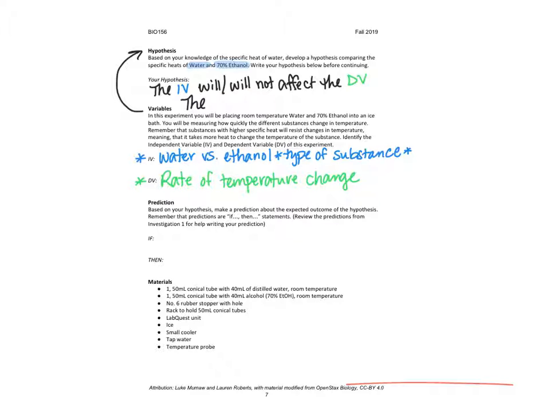All right, so to apply that to today's lab in this second activity here, we would say the substance type. All right, so remember our water versus alcohol. And then we need to decide, do we think it is going to affect the dependent variable or is it not? So you can pick either one. I'm just going to go with the will option. So we'll say the substance type will affect the rate of temperature change.